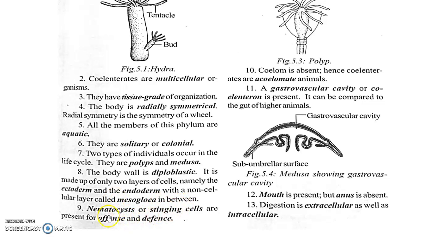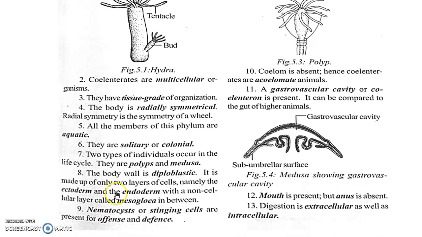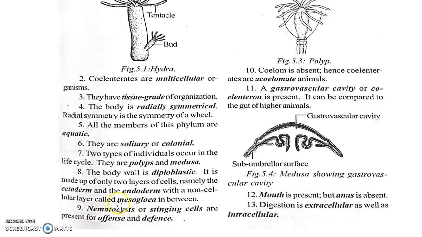Then next point, nematocysts. Nematocysts are stinging cells. It is one of the peculiar characters of the phylum Coelenterate. Nematocysts are present for what? For offense and defense. They are there to protect the organism and to attack. That is nematocyst, also called stinging cells.